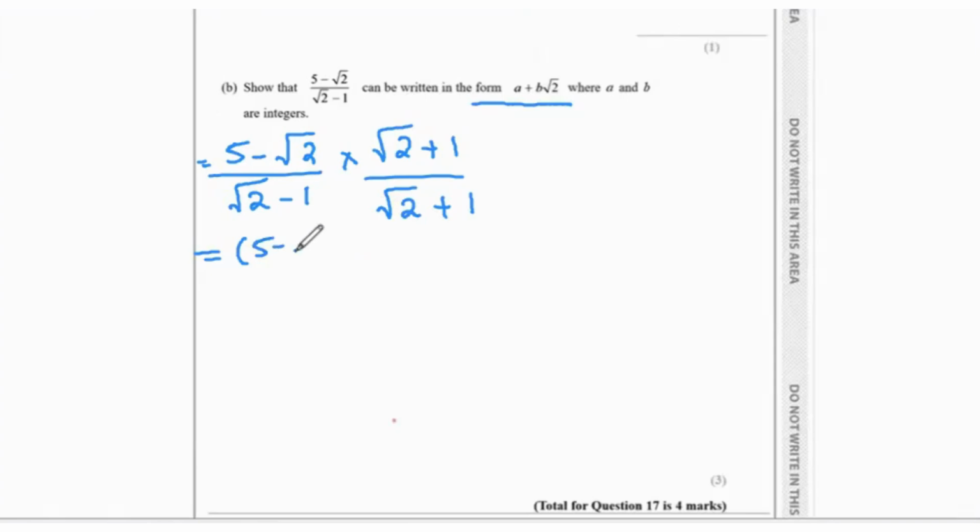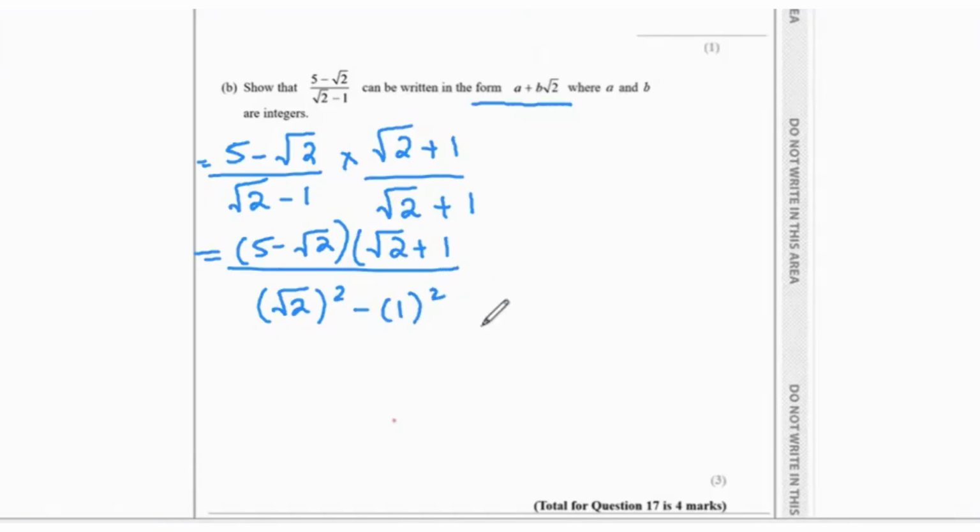So 5 minus root 2 times root 2 plus 1 over difference of perfect squares, root 2 squared minus 1 squared.